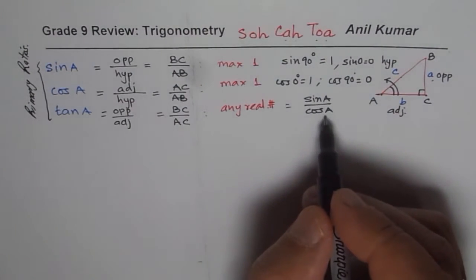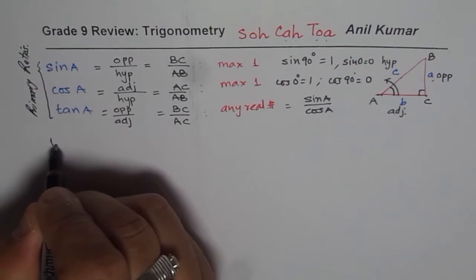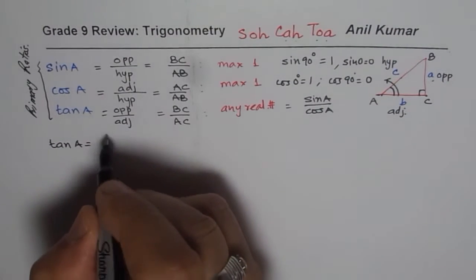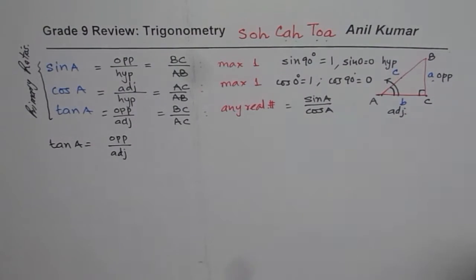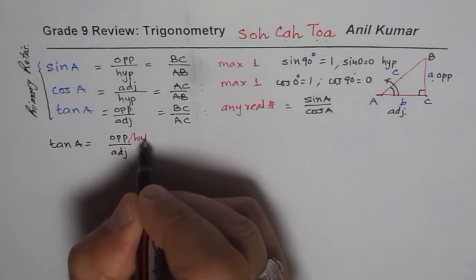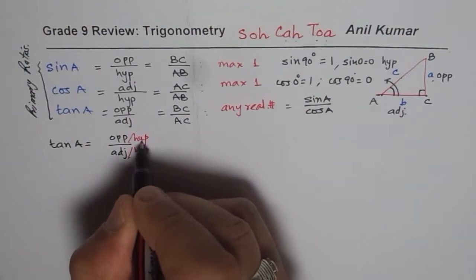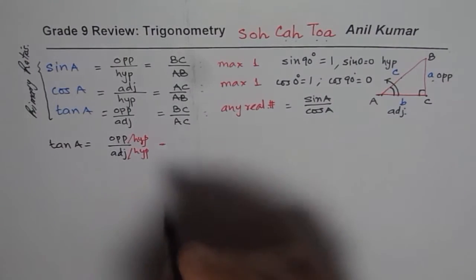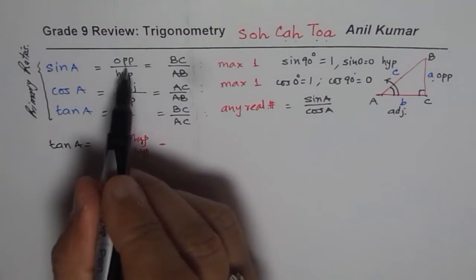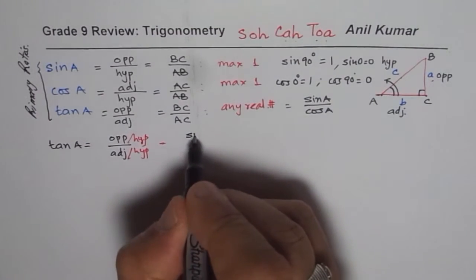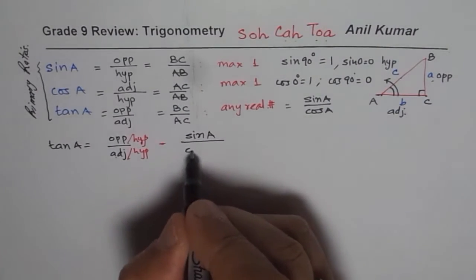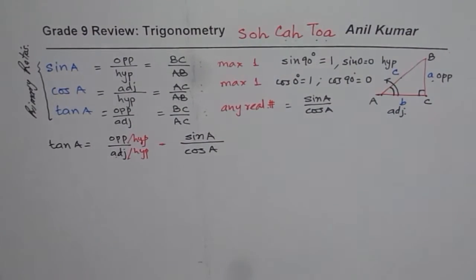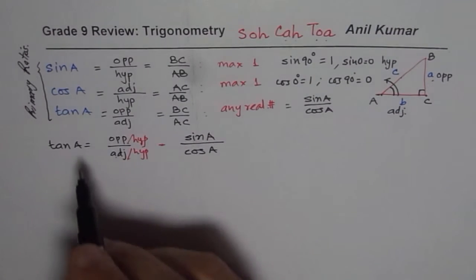We'll also prove why it is so in this particular example. Let's begin by saying tan A equals opposite over adjacent, correct? Now, if I divide both by the hypotenuse, then what I get in the numerator is opposite over hypotenuse, and opposite over hypotenuse is sine A, right? So I get sine A divided by adjacent over hypotenuse, which is cosine A. So this is a good way of proving that tan A is sine A over cos A.